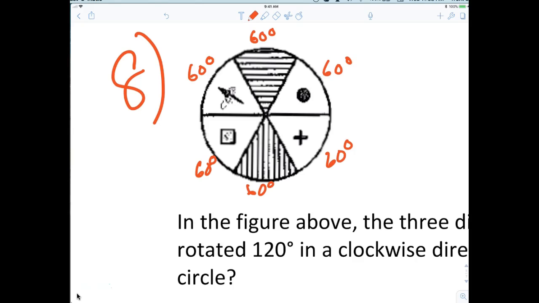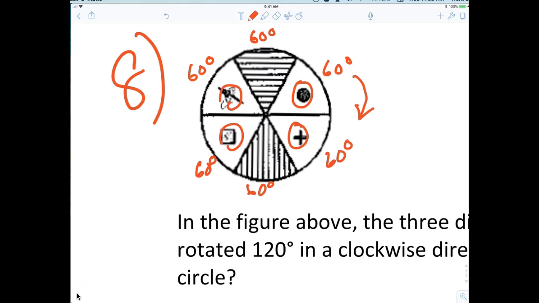Now I'm going to move it 120 degrees in a clockwise direction. So clockwise means you're going in this direction. Everybody okay with that? I'm going clockwise, but I'm going to move 120 degrees, which means every one of these pictures is just going to be moved 2 pieces over. Does everybody agree with that?